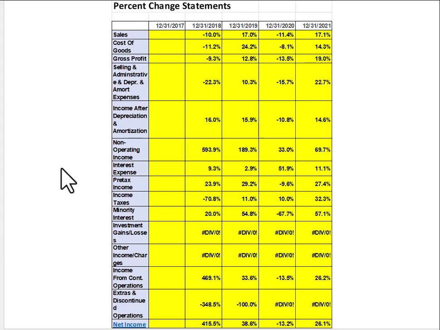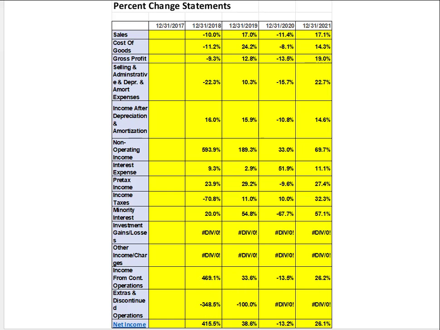Another form of analysis is something called a percent change statement. This looks at how have the line items changed over time. You can see that from 17 to 18, there was a 10% decline in profits. 18 to 19, profits went up 17%. Then they went down 11, then they're up 17. So sales seem at least to be a little unstable, right?